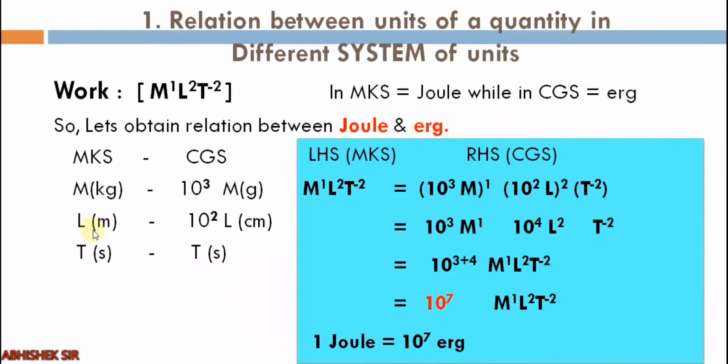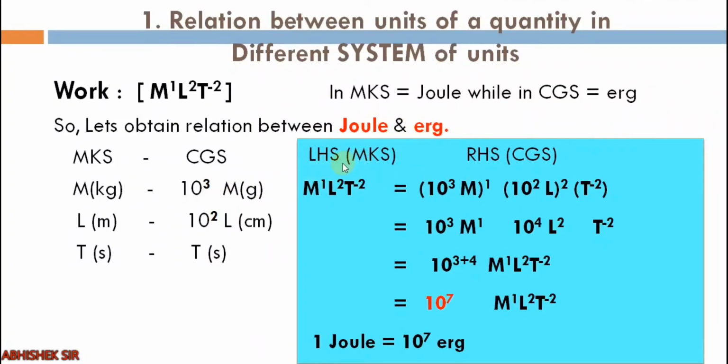Here length is meter, and here the length is 10^2, because 1 meter is 10^2 centimeter, 100 centimeter. So this is the conversion. And time is in second in both, so no need to convert, we will keep it as it is. So if you want to convert M of MKS into M of CGS, 1 M will be equal to 10^3 here. Clear?